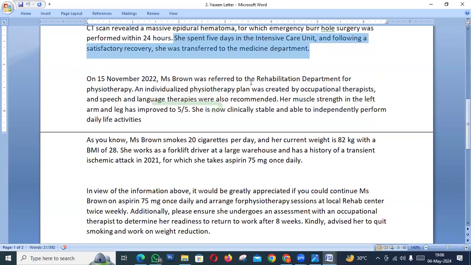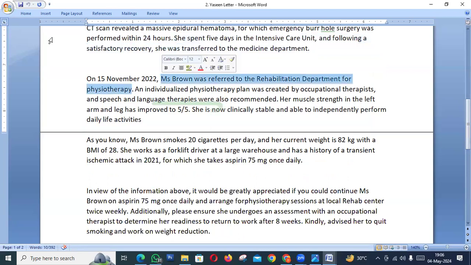Miss Brown was referred to the rehabilitation department for physiotherapy. A very simple sentence. You can add some extra information here, to make it a little bit better sentence. An individualized physiotherapy plan was created. Created is not a good word, by occupational therapist. So you can be concise here.